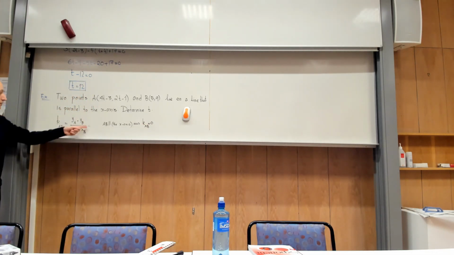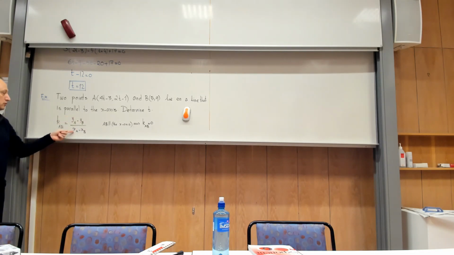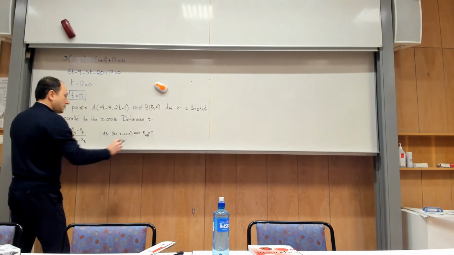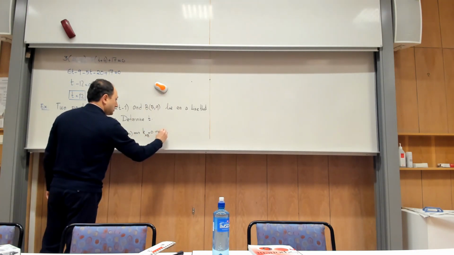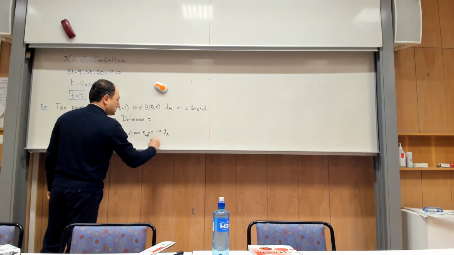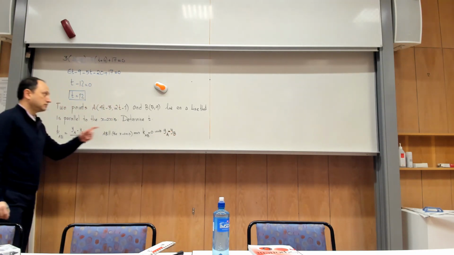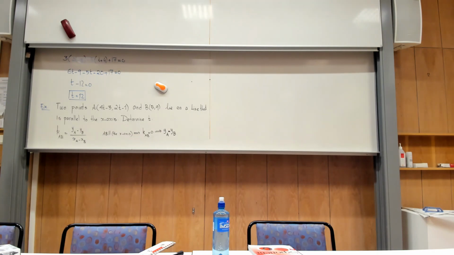And then this is a fraction. If I ask you when a fraction becomes equal to 0, a fraction becomes 0 if and only if the denominator is not 0 but the numerator is 0. So I have to be careful. The numerator should be 0. So the y coordinate of A should be equal to the y coordinate of B. Yes? And that is it.